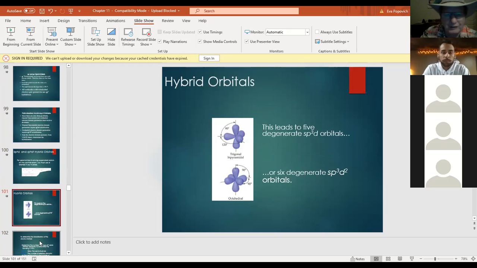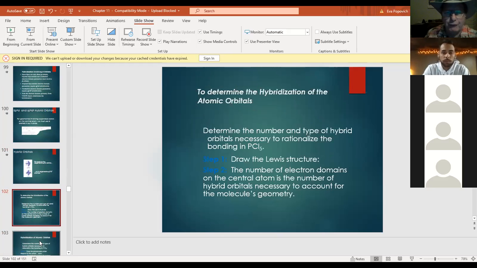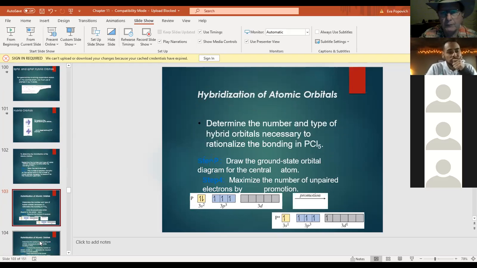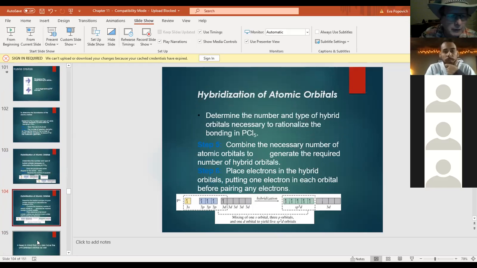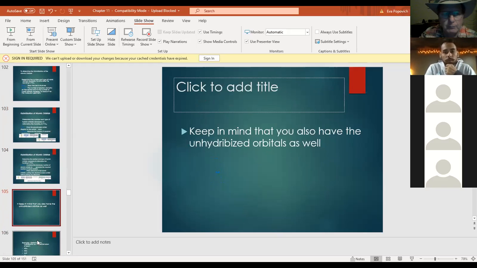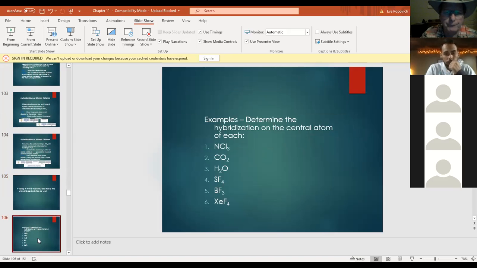I'm just doing the same thing that I've talked about. Basically, to determine the hybridization, draw the Lewis structure, determine the number of electron domains. That's the number of hybrid orbitals you're going to need. This stuff is just stuff I've gone over. Again, keep in mind we have unhybridized orbitals as well.